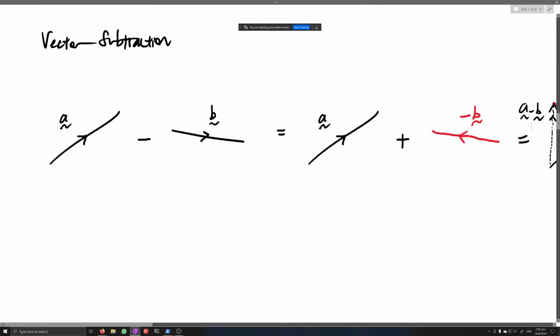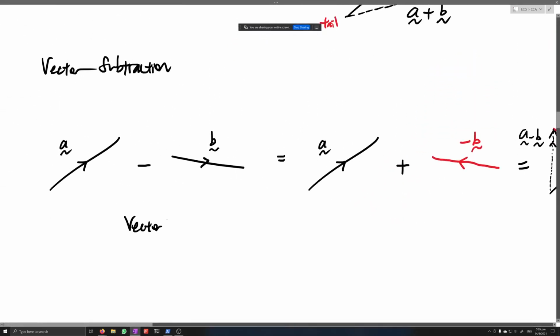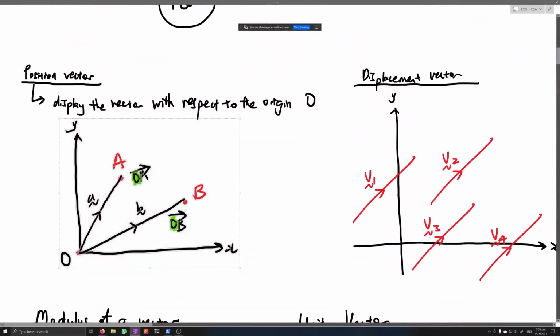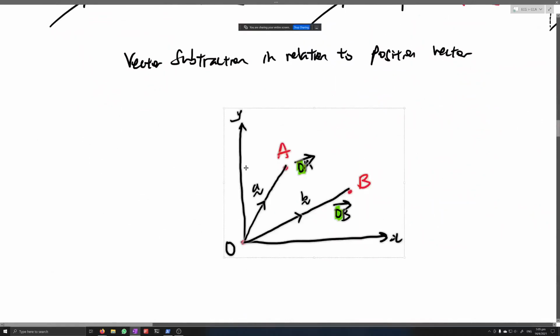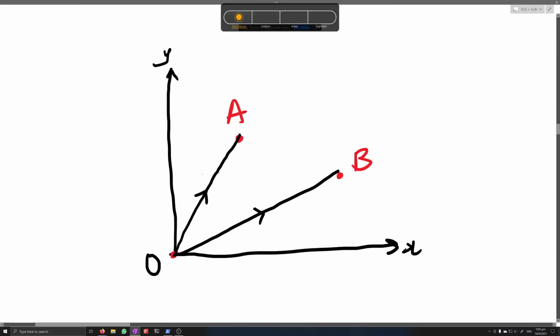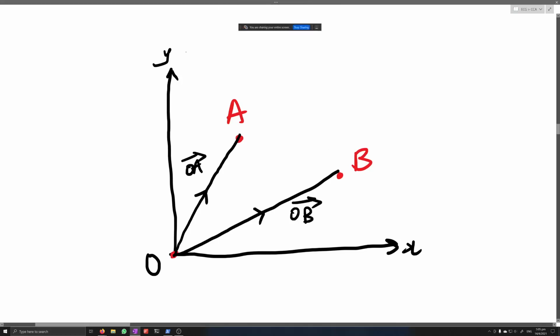Similarly, if we do vector subtraction in relation to position vector, let us revisit this example. I am going to stop using the A tilde. I'll just call this OA. I'll call this guy OB. What if I wanted to find this vector?